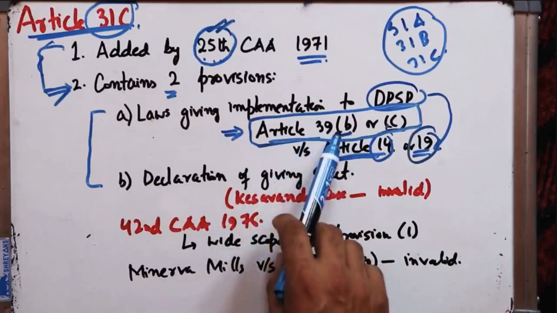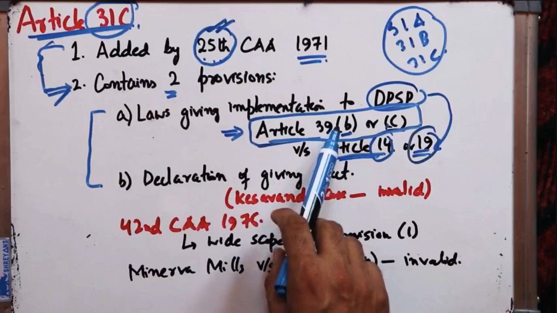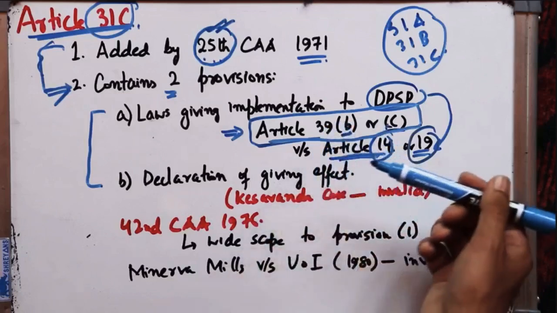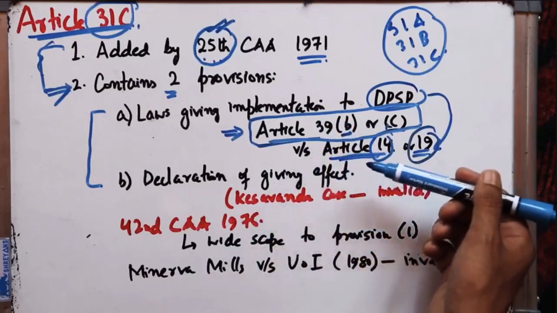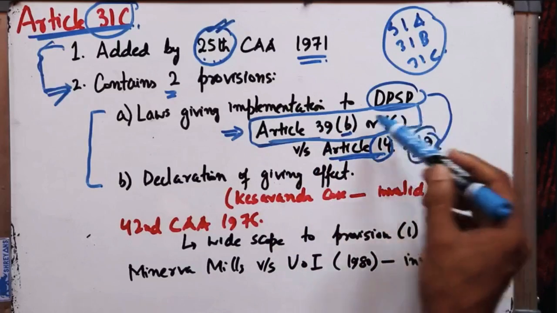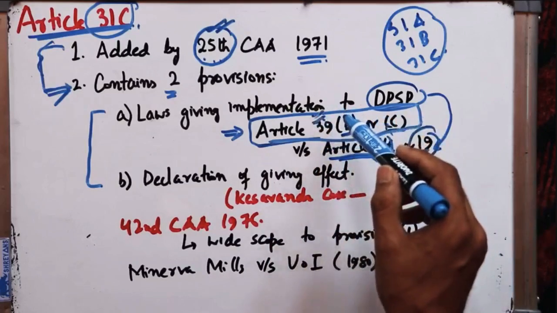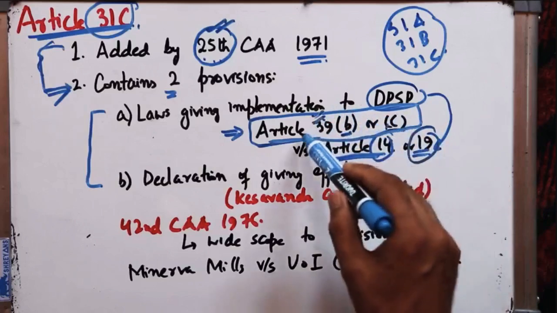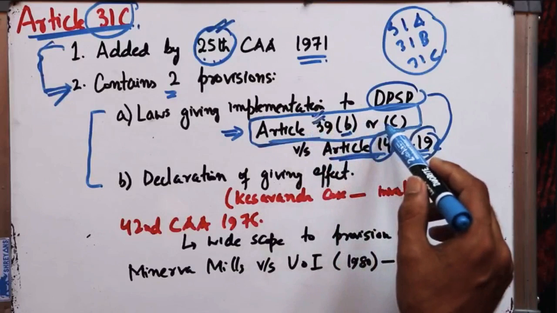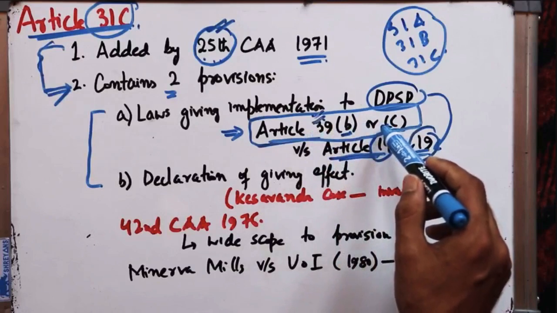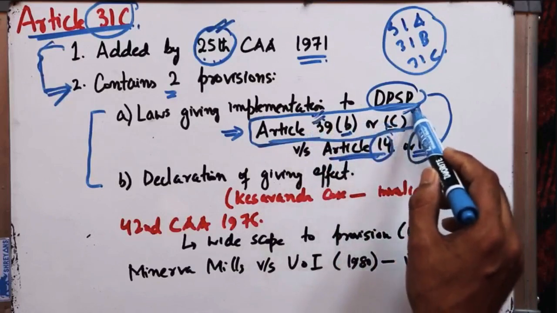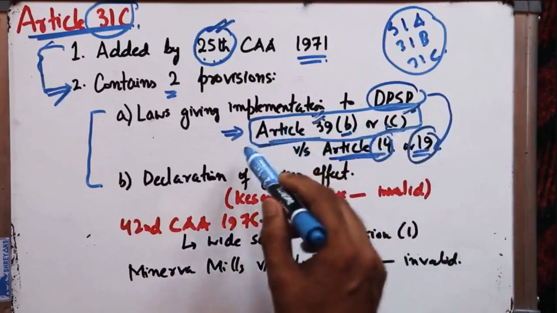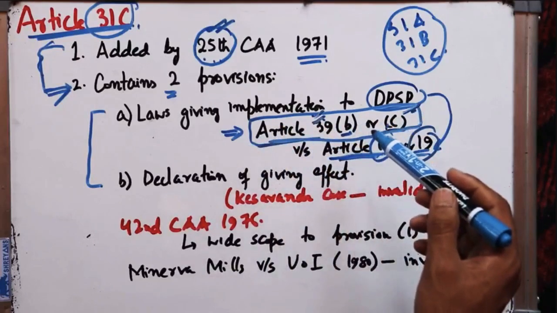Article 39 clause B provides that the state shall direct its policy towards securing that the ownership and control of the material resources of the community are distributed. So it deals with the good distribution of the material resources. And Article 39 clause C deals with what is known as the economic system, and it prevents the concentration of wealth, right? So we will deal with these articles in detail in the directive principles of state policy.